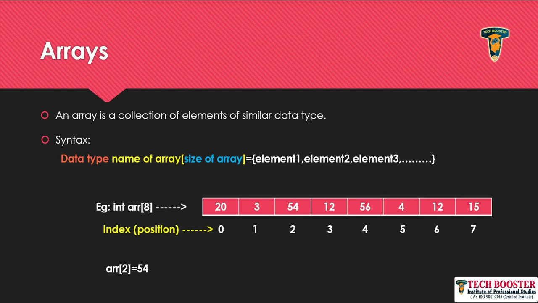Similarly, if you want to have your element 12, in that case here my index position is 3, so I need to consider my index position 3. So this is the way how you can get your elements, and once you have your elements, you can work on it. Now let me just open my code block and show you all these things.